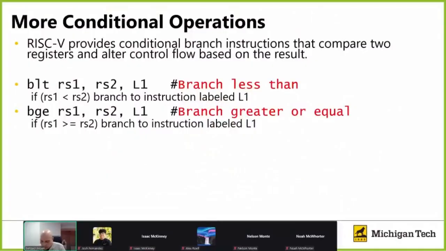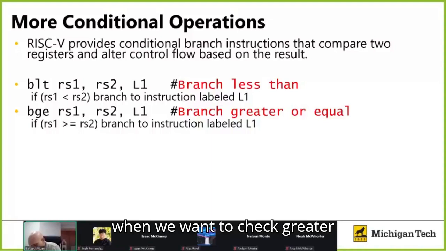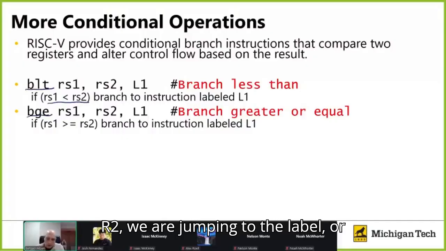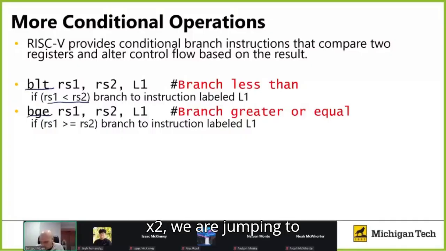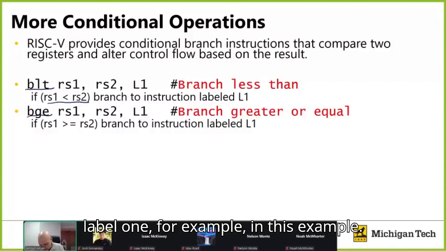We also have other types of conditions when we want to check greater or less. We have branch less than, and branch greater than or equal. So we also have these two, the same way. When register 1 is less than register 2, we are jumping to the label, or when source register 1 is bigger than or equal to x2, we are jumping to label 1, for example.